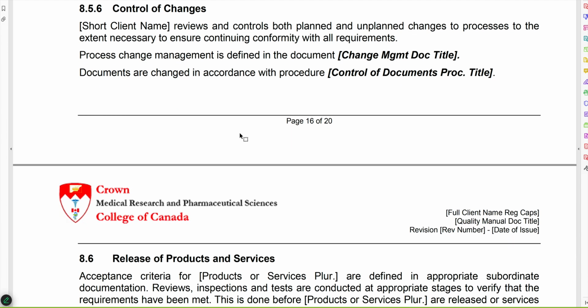Now in section 8.5.6, control of changes, here we are going to add the paragraph related to the company that will review and control both planned and unplanned changes to processes to the extent necessary to ensure continuing conformity with all requirements. And then we are going to add different documents related to this task.